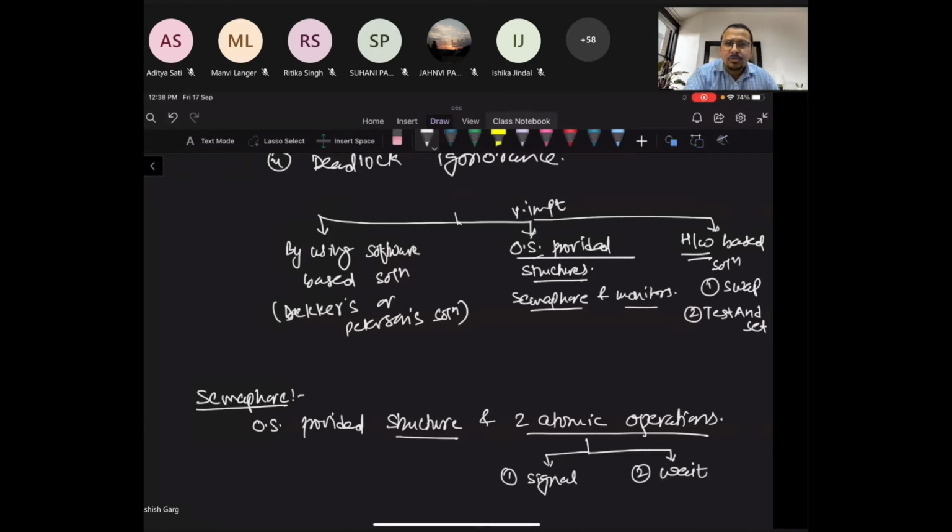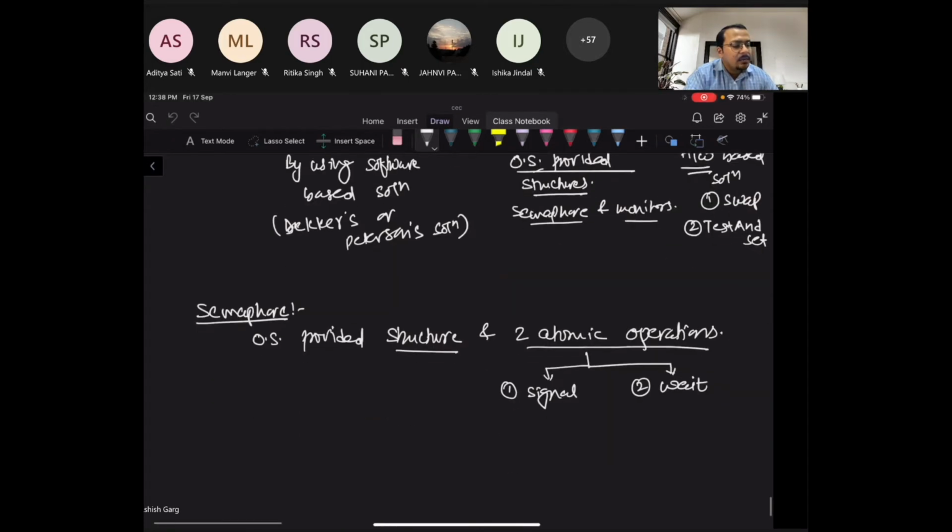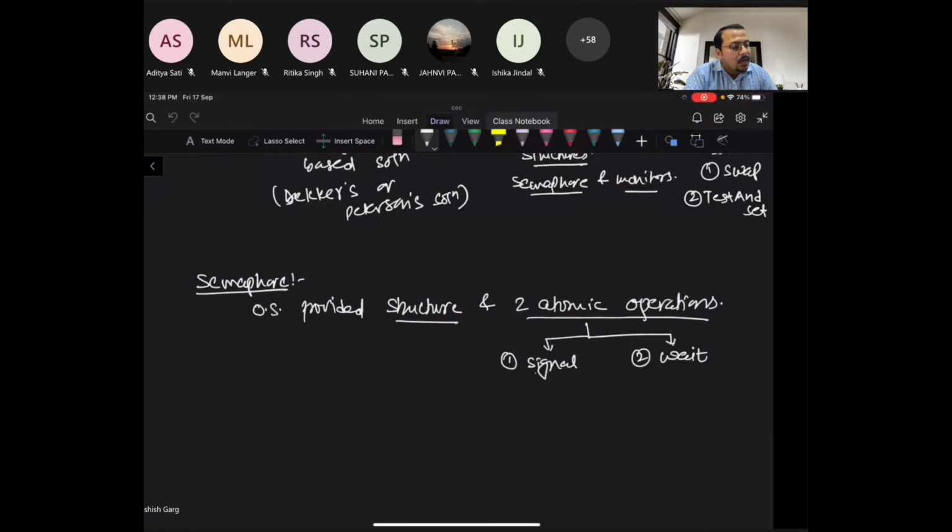By using these two atomic operations and semaphore, we can control our critical section. We can avoid the leakage of memory or inconsistent state. Okay, so let's understand what these atomic operations are.